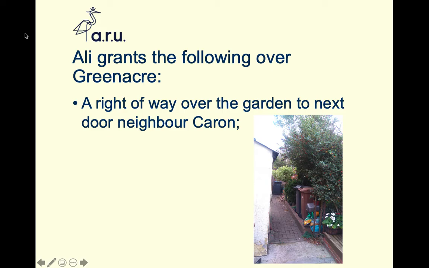Ali then grants the following interest over Greenacre. So if we've got a further party involved in the same plot of land, we have the same fee simple absolute in possession holder carving out other estates and interests from her own. She has that legal estate that allowed her to possess and hold on to it, and now she's carving out other estates and interests from that point. She has carved out a right of way over the garden to her next door neighbour, Karen.